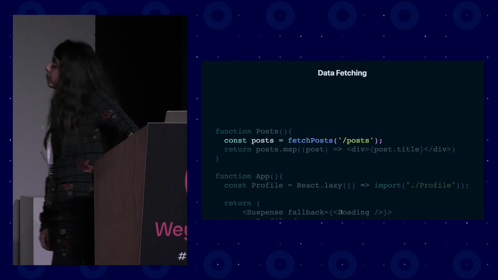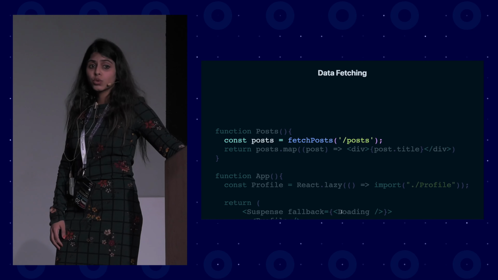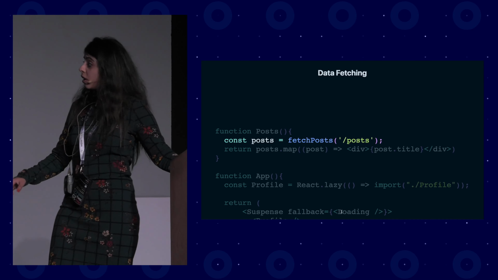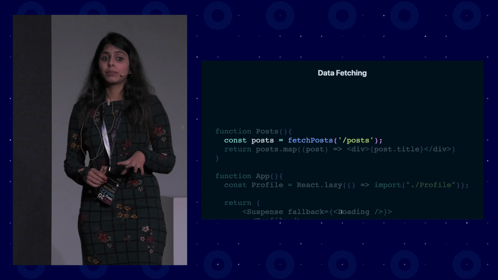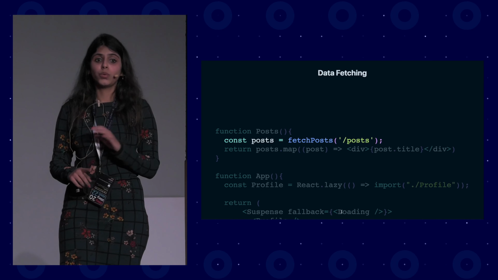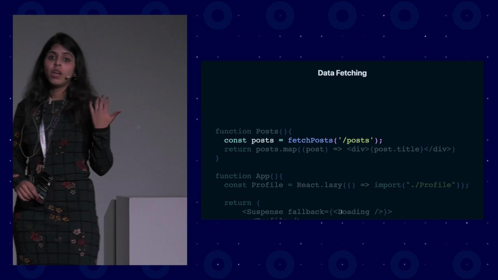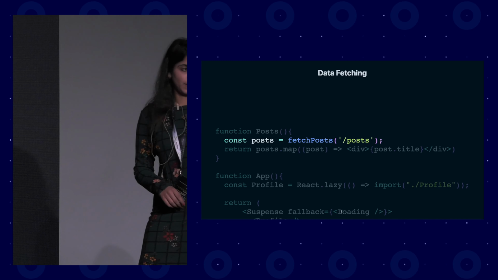And one thing I already mentioned is that in order for Suspense to work, you need to make sure that how you are fetching that data has to be compatible with the Suspense API. So if you're using Relay or Next.js, you are good. Otherwise, you might have to write additional code to make it work with the Suspense API.